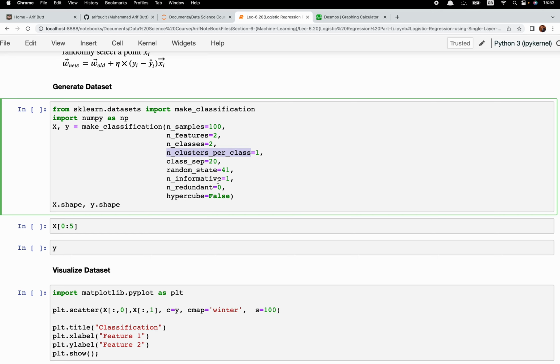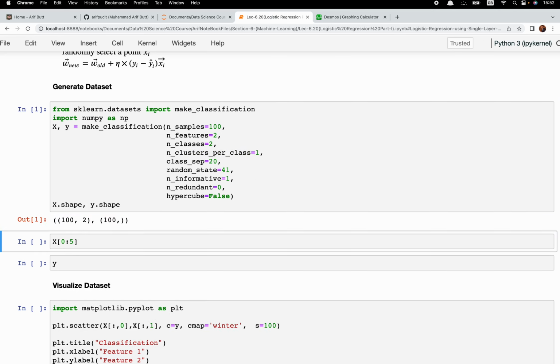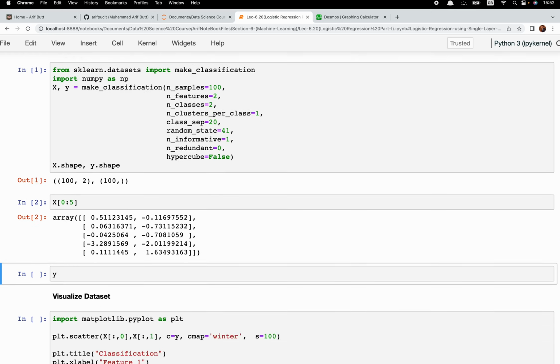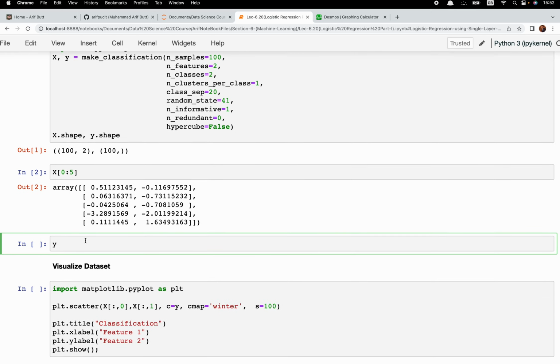Do go through the help page to check out the details about these parameters. Let me just execute this code cell. It has returned me 2 arrays x and y. X contains the 2 input features, 100 data points, while this y contains the ground labels 1 or 0 for these 100 data points. Let me show you the contents, just the initial 5 rows of x and the entire y.